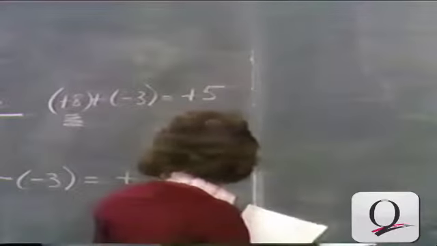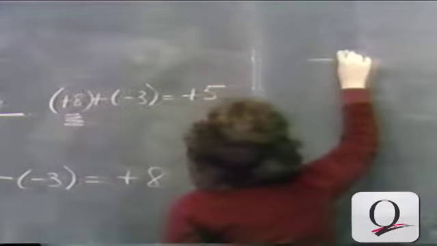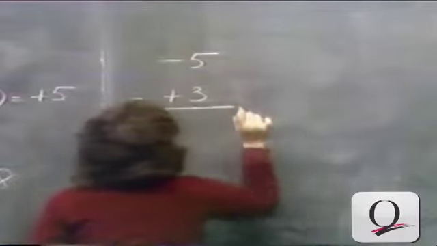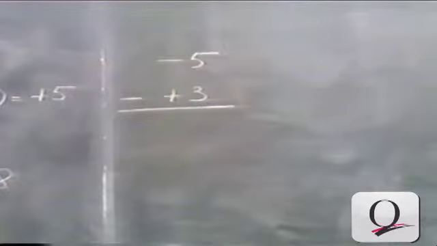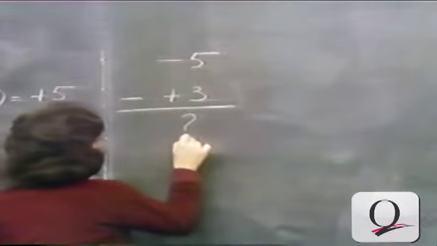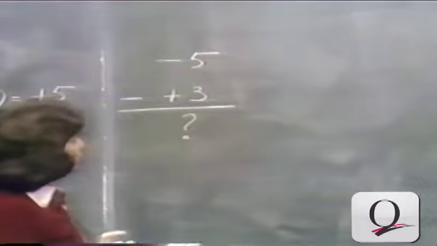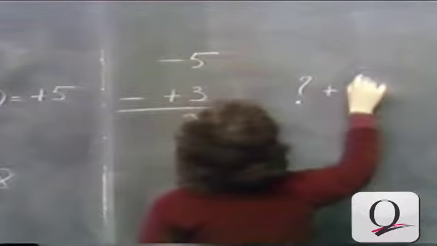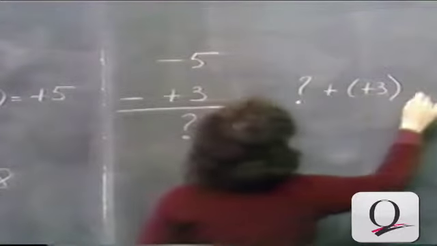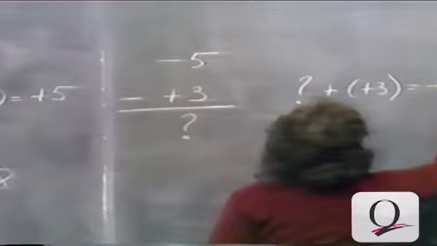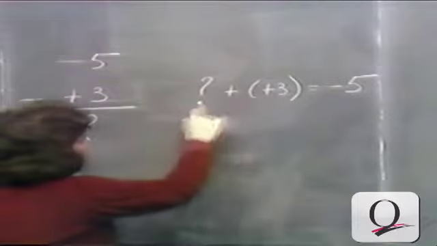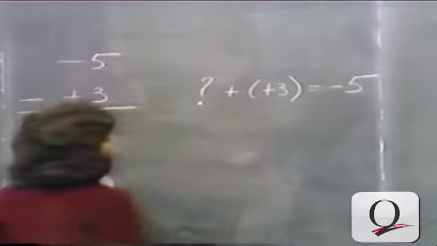For another problem, let's try minus 5, take away plus 3. Whatever the answer to this problem is, it must be true that when you add plus 3 to it, you get an answer of minus 5. You want to put a number here so that when you add plus 3, you get minus 5.